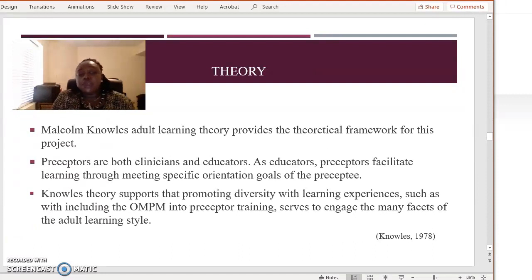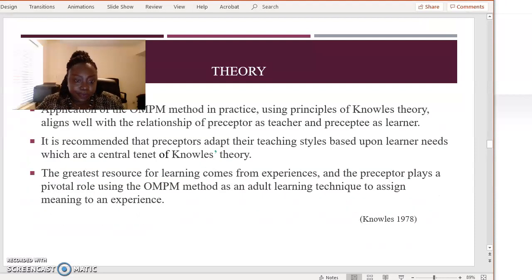The theory that governs the 1-minute preceptor method is by Malcolm Knowles. And in this theory, preceptors are both clinicians and educators. As educators, preceptors facilitate learning through meeting specific orientation goals of the preceptee. Knowles' theory supports promoting diversity with learning experience, such as including a 1-minute preceptor method into the preceptor training, serves to engage the many facets of the learning style.